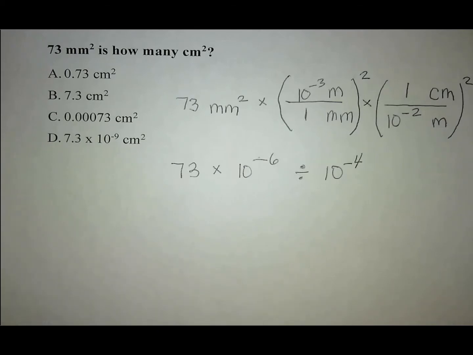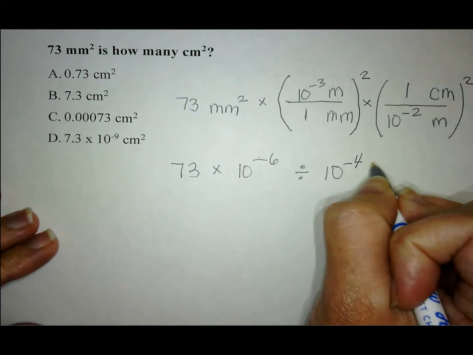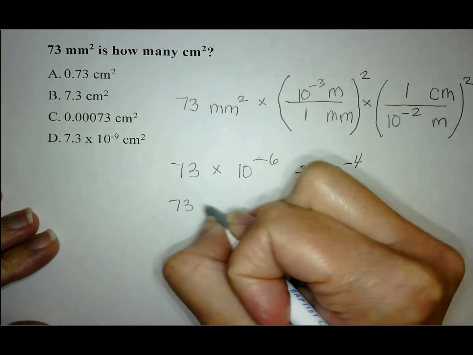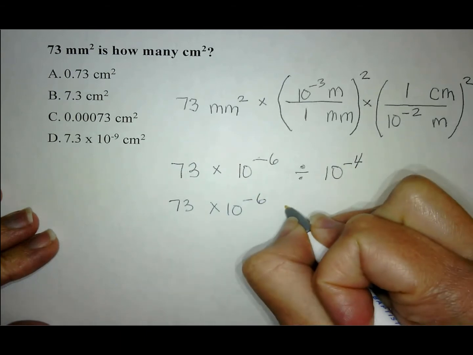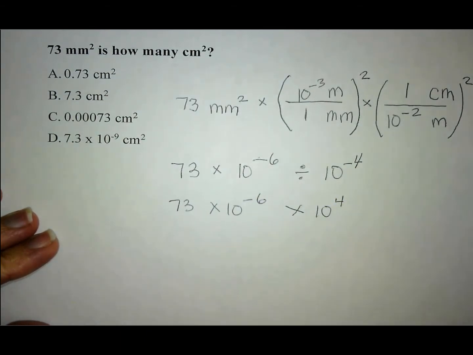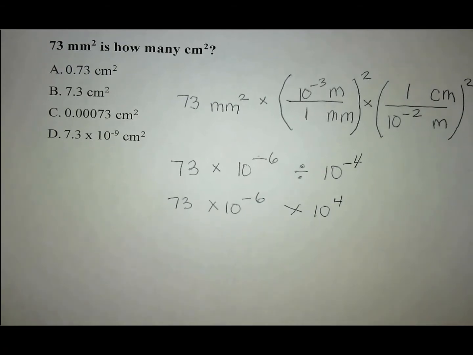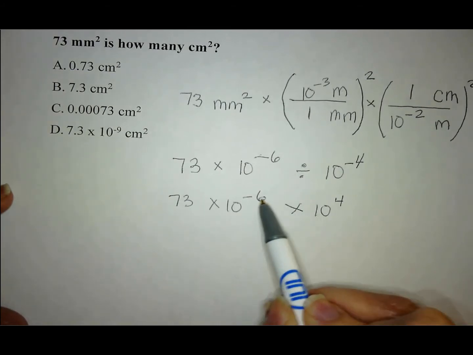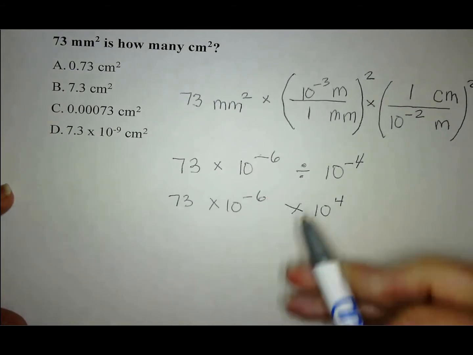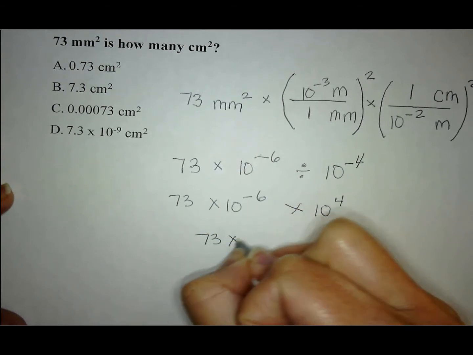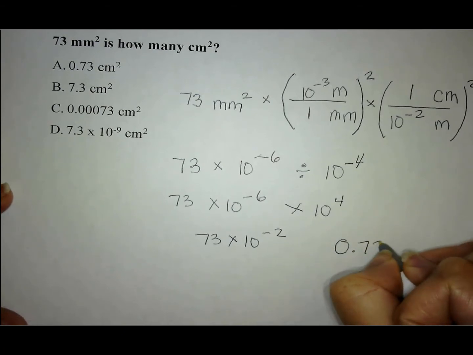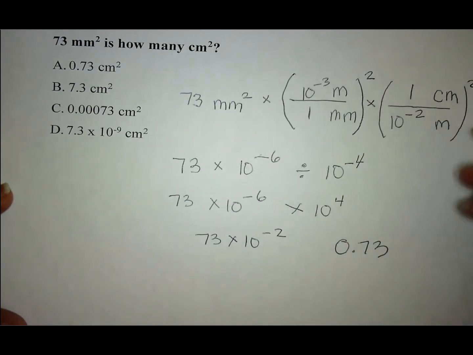Or if you wanted to, you could put this into the numerator and multiply. So we could do 73 times 10 to the minus 6 times 10 to the positive 4. Either way, you get the same answer. This way allows me to do it in my head. So if I do 4 minus 6, that gives me minus 2. So I would have 73 times 10 to the minus 2, or in other words, 0.73. And my units are going to be square centimeters.